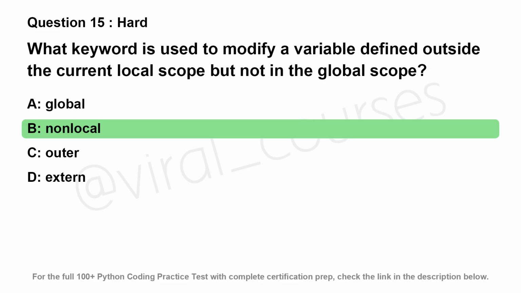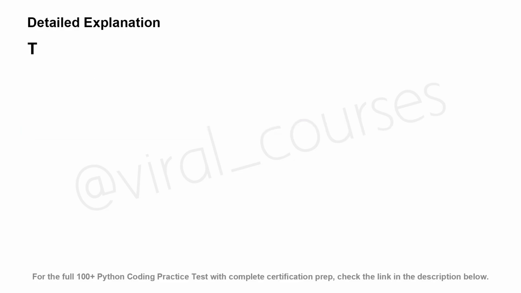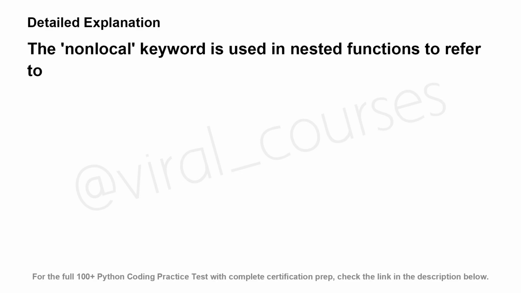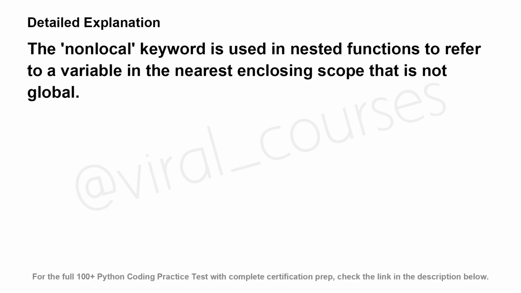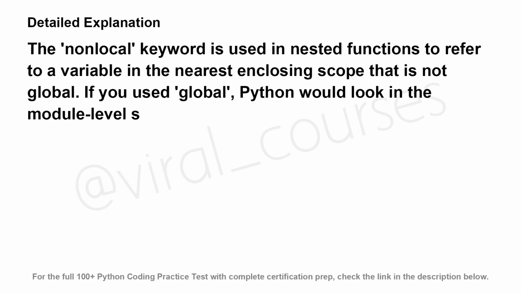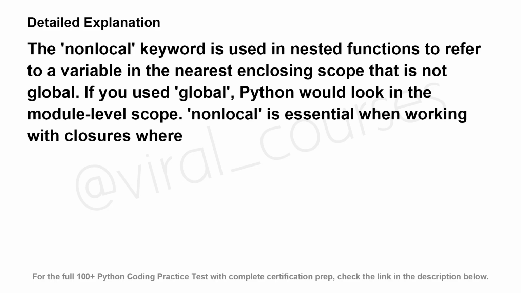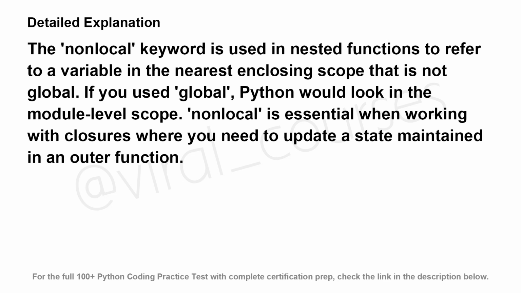The correct answer is B. The nonlocal keyword is used in nested functions to refer to a variable in the nearest enclosing scope that is not global. If you used global, Python would look in the module-level scope. Nonlocal is essential when working with closures where you need to update a state maintained in an outer function.